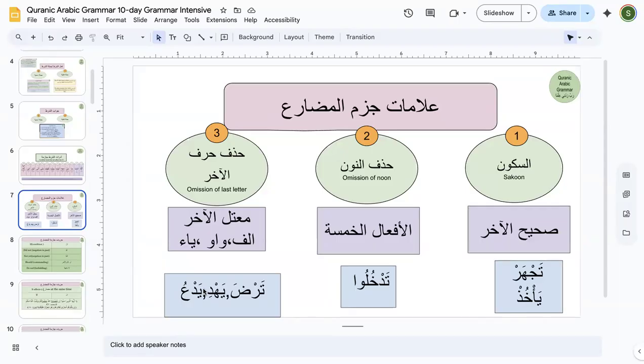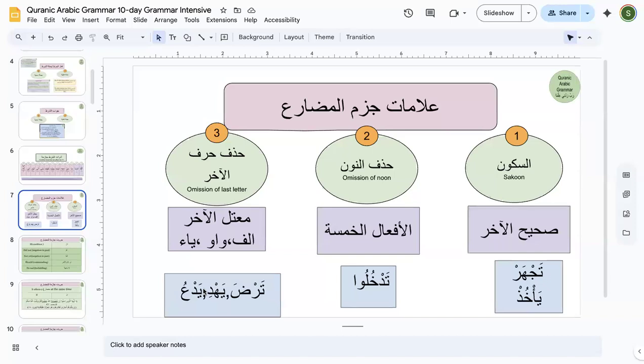So there are three ways a mudari is going to be made majzoom. There is not just one way. So please pay attention to this slide. Just focus on the slide. Notes will be available. However, what you need to take home from this class is that the mudari can be made lightest in three ways. The mudari is going to show you its lightest form in three ways.